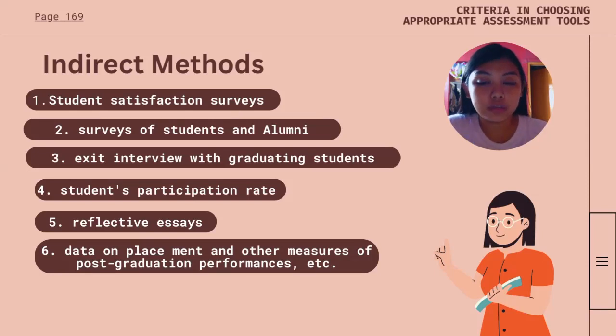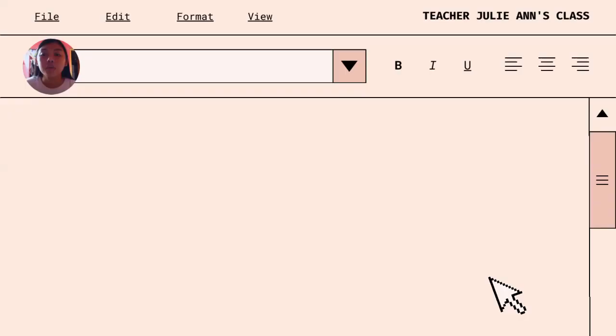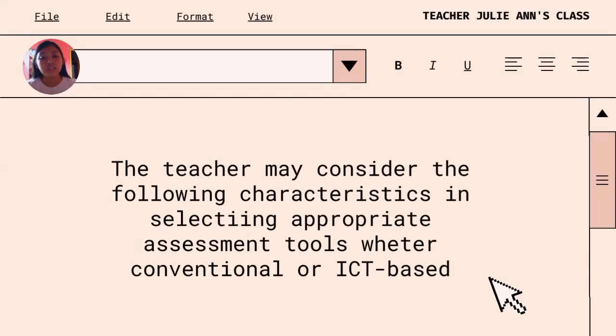And now let's go to indirect methods. So what are the examples of indirect methods? So we have here the first one, student satisfaction surveys. Second one is the surveys of students and alumni. Number three is exit interview with graduating students. The fourth one is students' participation rate. And the fifth one is reflective essays, as well as data on placement and other measures of post-graduation performances, and many more.